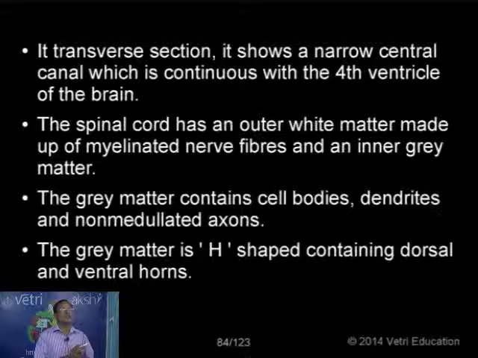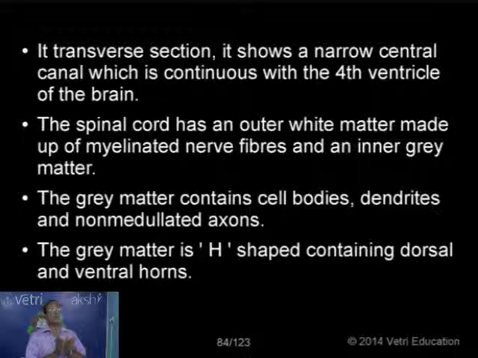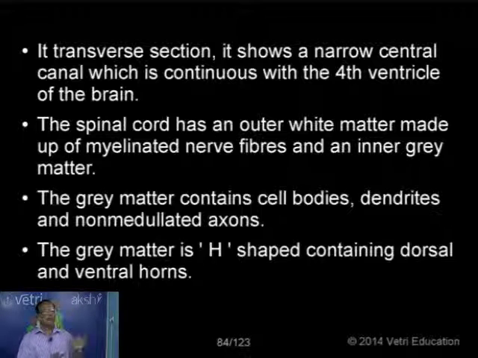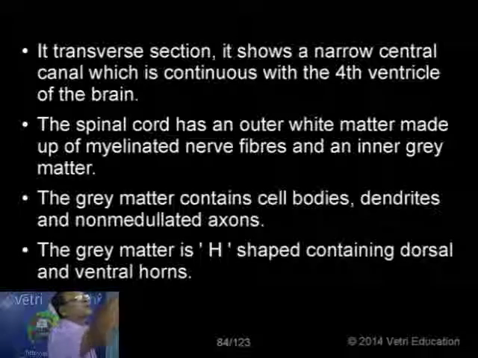Now, if you observe the structure, the spinal cord is formed of an outer white matter and an inner grey matter. Normally, the grey matter contains cell bodies, dendrites and also non-myelinated axons. The grey matter is arranged more or less in the form of the letter H, having horns named the dorsal and ventral horns. In the center of the grey matter we have a central canal.